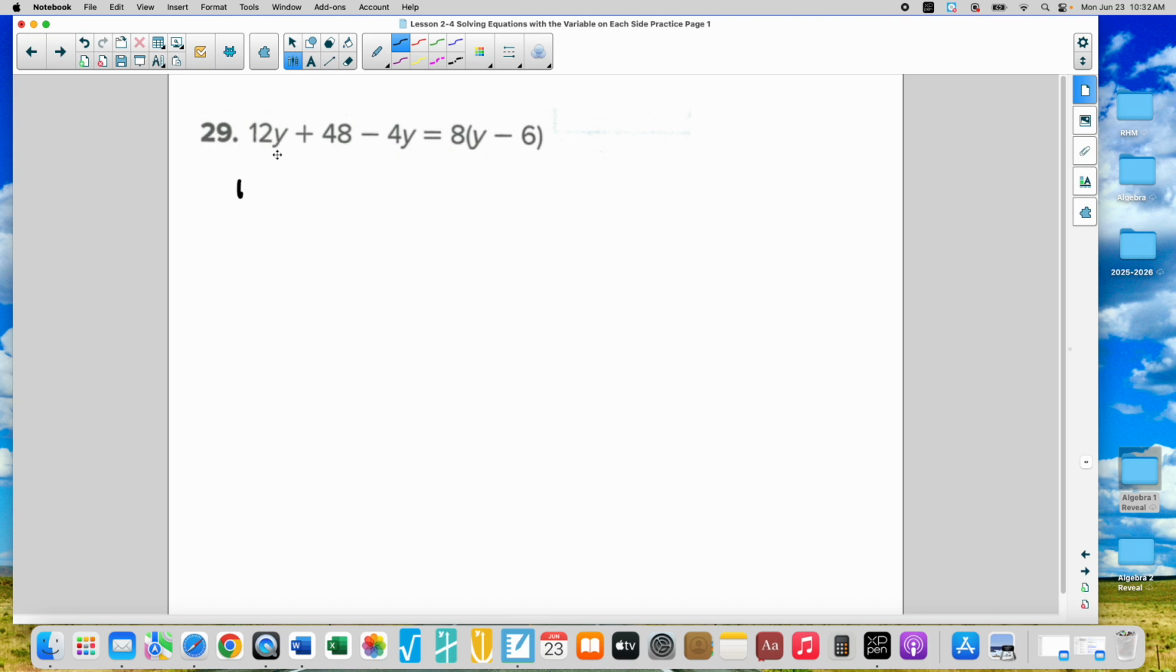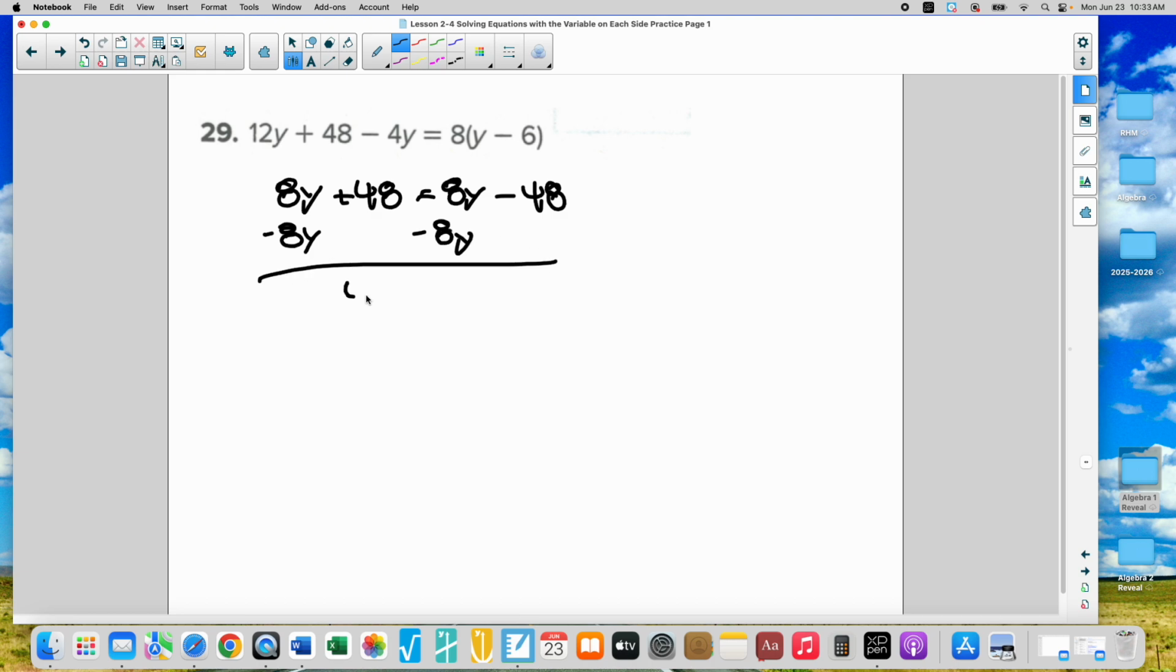Oh, we're going to combine those. Sorry, that's going to give me 8y. Let's simplify. 8y plus 48 equals 8y minus 48. We're going to move the variable, minus 8y. We get 48 equals -48. That's not a true statement, that's a false statement. And so it's no solution.